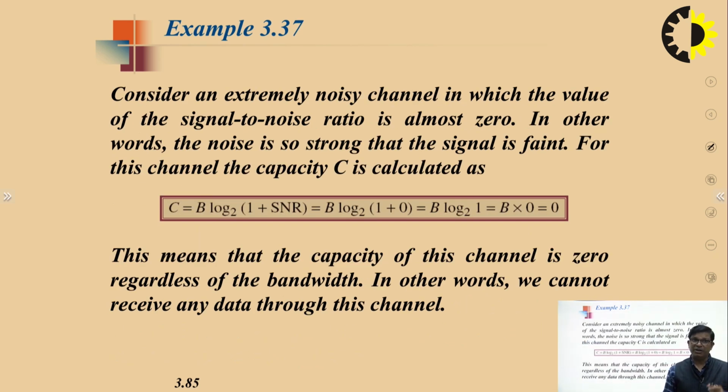Consider an extremely noisy channel. Extremely noisy means only the noise is transmitting. The noise has disturbed the signal and only noise is transmitting, with the signal to noise ratio almost 0. Signal power is whatever, but noise power is too high. So that becomes 0. What is the capacity of this channel? B log 1 plus SNR, it means 0. So does it mean extremely high? No, never. We cannot use that extremely noisy channel.